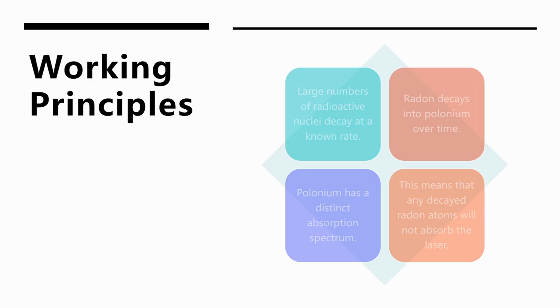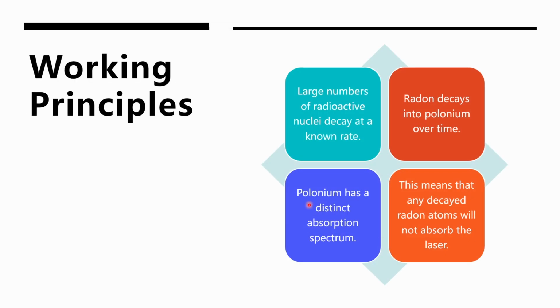Now, the main working principle of this experiment is that a large number of radioactive nuclei decay at a known rate, because it's governed by probability. It is not something that is going to be affected by how fast the light is traveling. Radon decays into polonium over time, and polonium has a distinct absorption spectrum from radon. This means that any decayed radon atom will not absorb the laser, and therefore it will not show up in the results.